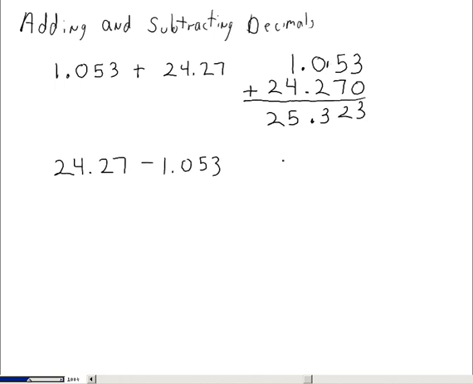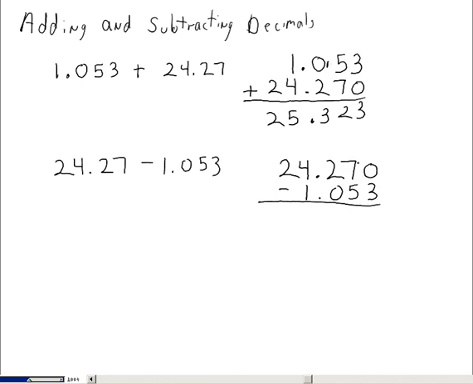Let's go ahead and do this problem, line up the decimal points. So we got 24.27. And I'm going to be subtracting off 1.053. So again, notice that I lined up the decimal point, and we have to do some subtracting here. Now, the number that's right here is a 0. If it's not there, I can always add a 0 here.